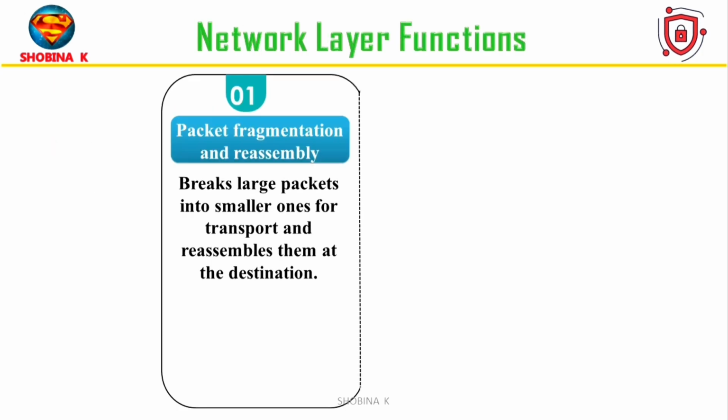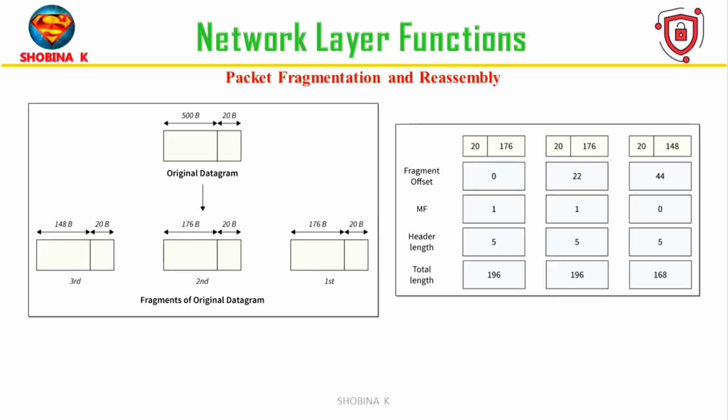Now let's understand the network layer functions. First, packet fragmentation and reassembly. The network layer breaks down larger data packets into smaller pieces, so they can pass through networks with size limits. The sender fragments the packets and the receiver reassembles the pieces to restore the original data.